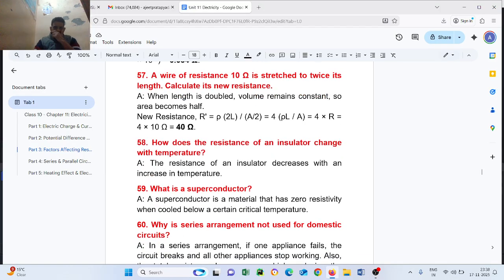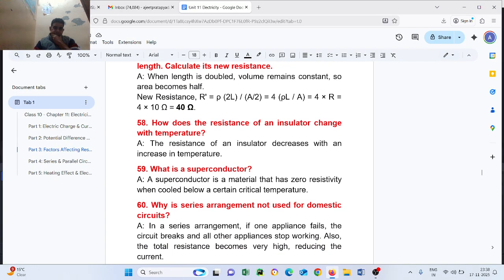Question number 58. How does the resistance of an insulator change with temperature? The resistance of an insulator decreases with an increase in the temperature.